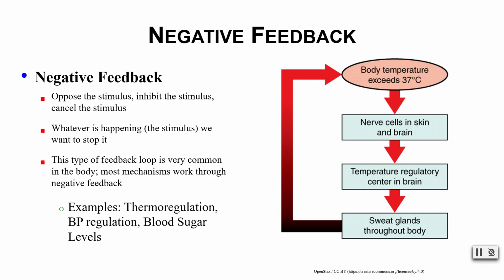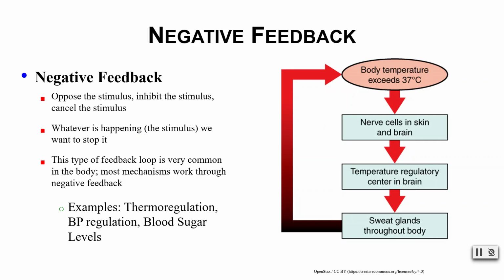So negative feedback, you're going to oppose the stimulus, inhibit the stimulus, cancel the stimulus. Whatever is currently happening, the stimulus, we would like to not do that anymore. We want to stop it. So in our body temperature example, we were hot. We didn't want to be hot anymore.